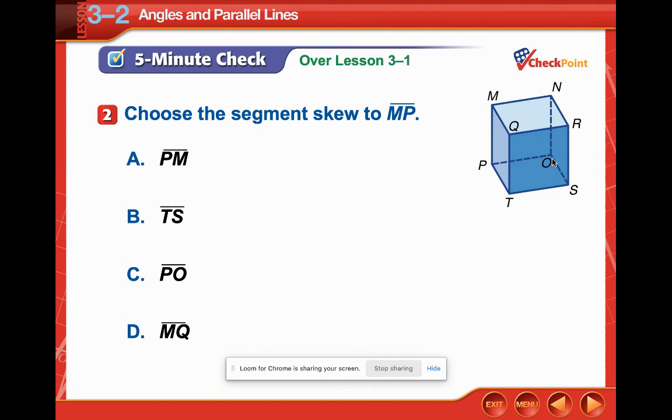All right, so PM is the same thing as MP, because you can write a segment backwards or forwards, so it would be MP or PM. TS would also be skew. Okay, as you can see, they never cross and they're on different planes. PO intersects with PM. All right, and then MQ intersects as well. So it seems our answer would be TS.